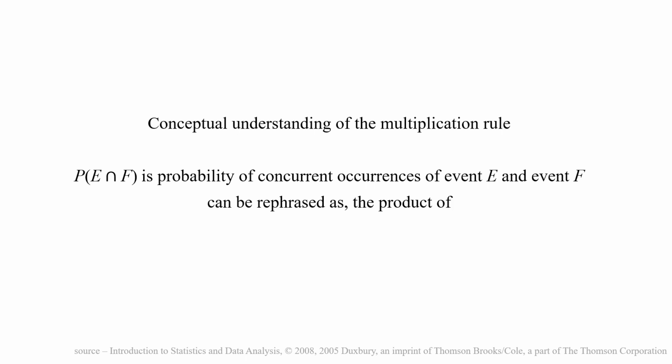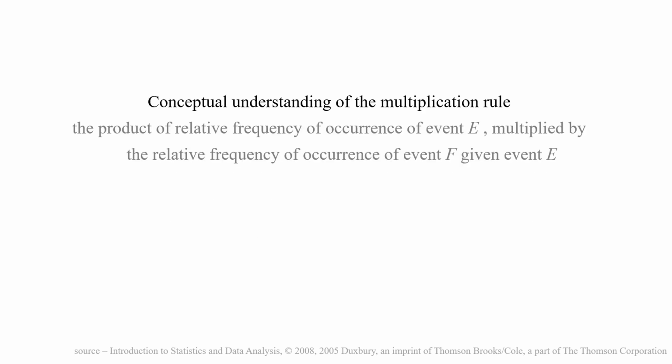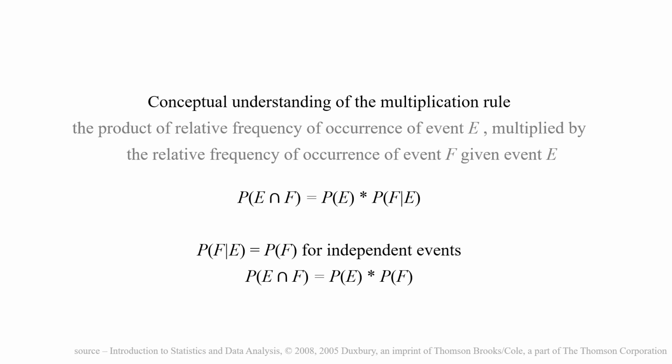Concurrent occurrences of event E and event F in probability of E intersection F can be rephrased as the product of relative frequency of occurrence of event E multiplied by the relative frequency of occurrence of event F given event E. Translating the above statements into an equation, we get probability of E intersection F equals probability of E multiplied by probability of F given E. Since probability of F given E equals probability of F for independent events, we get probability of E intersection F equals probability of E multiplied by probability of F.